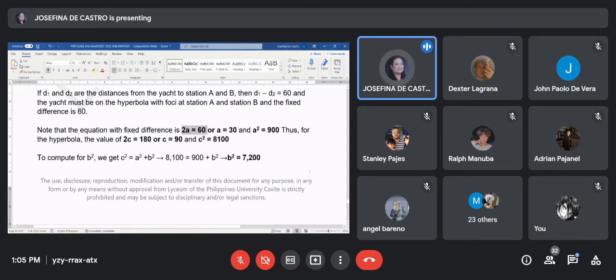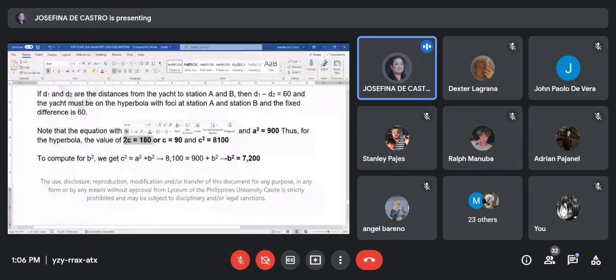So, di ba, when we discuss the ellipse, ang sinabi natin, sum of the distances is equal to 2A. So, for the hyperbola, the difference of the distances is equal to 2A. So, if you still remember, no mag-derive tayo ng equation ng ellipse, ini-equal natin sa 2A. So, the same way with the hyperbola, the difference of the distances is equal to 2A. Therefore, 2A is equal to 60. So, A is equal to 30. Therefore, A squared is equal to 900. Okay? And then 2C is equal to 180.